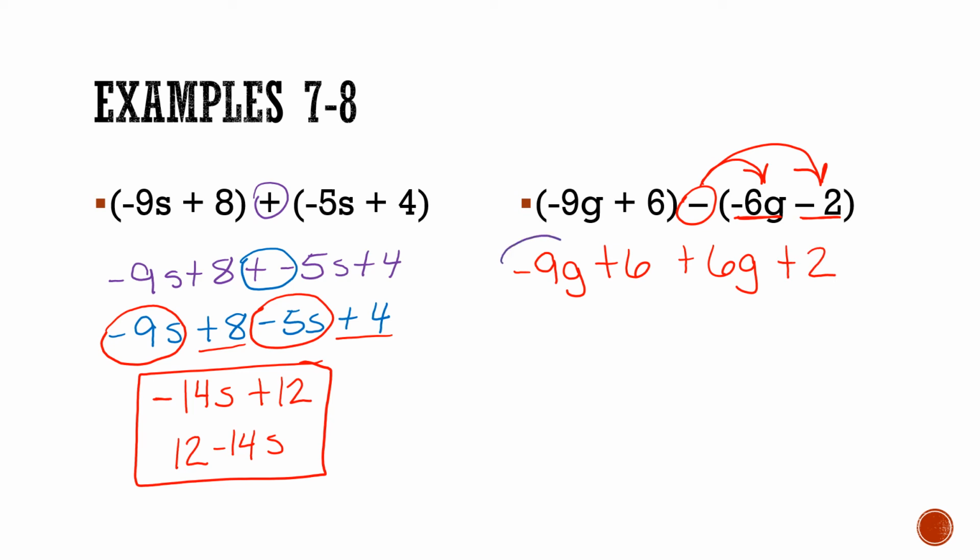So we're going to combine negative 9g plus 6g. Do you have more negative or more positive? You have more negative. And are we going to add 9 and 6 or subtract 9 and 6? Since they've got different signs in front of them, we will subtract them. So 9 minus 6 is 3g. And 6 plus 2 is 8. Or that can be written as 8 minus 3g.